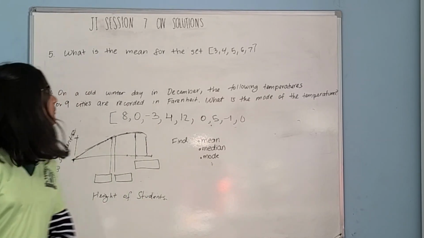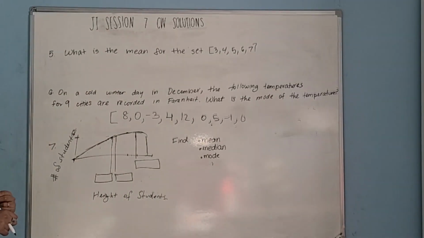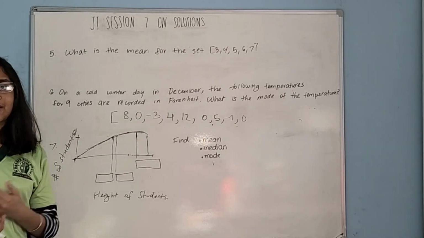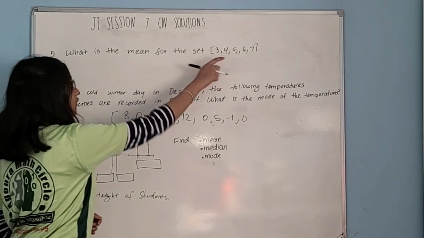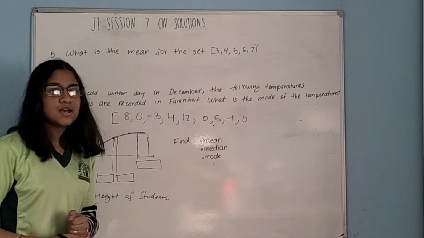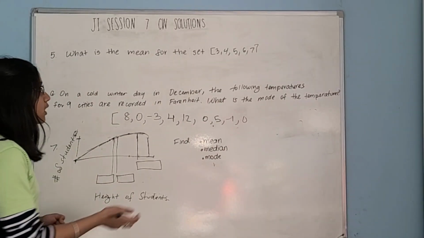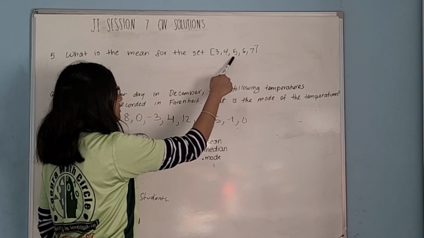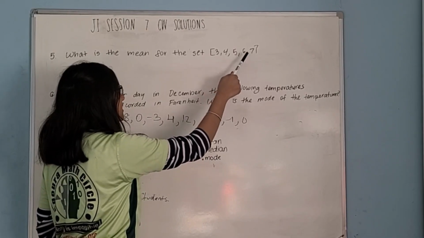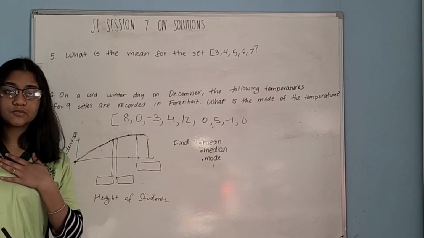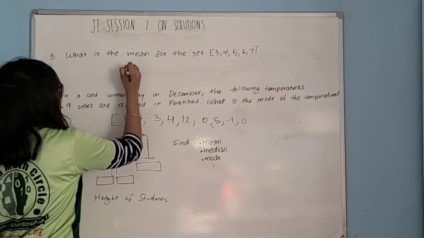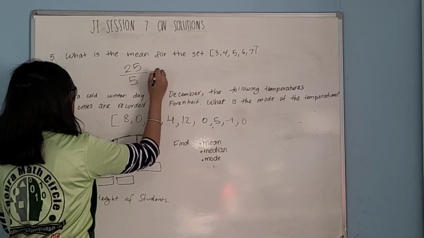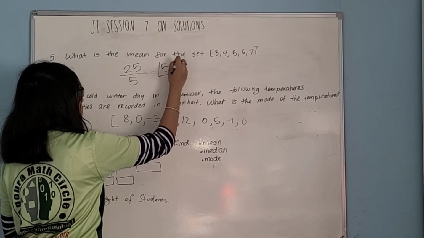Now let's look at number 5. What is the mean for the set 3, 4, 5, 6, and 7? We know that the mean is basically the average. So we just add up all these numbers and divide by 5, since that's how many numbers there are. So if we add this up, that will be 3 plus 4 is 7, 7 plus 5 is 12, 12 plus 6 is 18, and 18 plus 7 is 25. And 25 divided by 5 is 5. So the mean is 5.